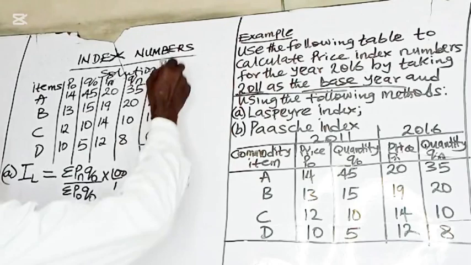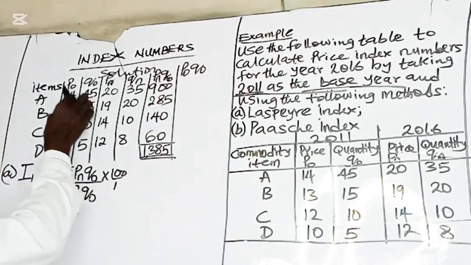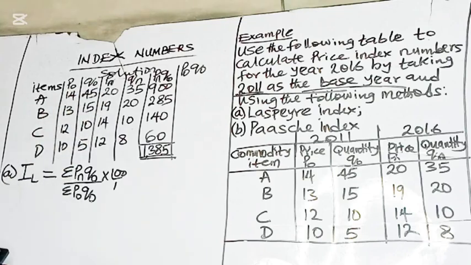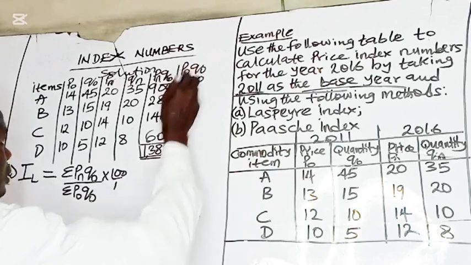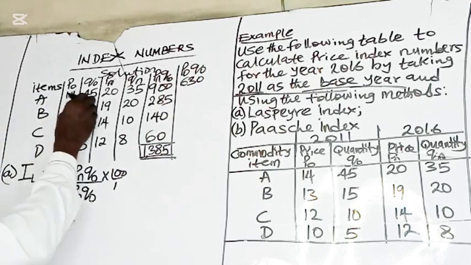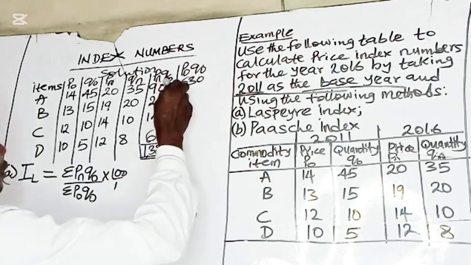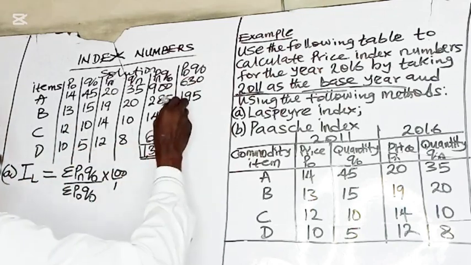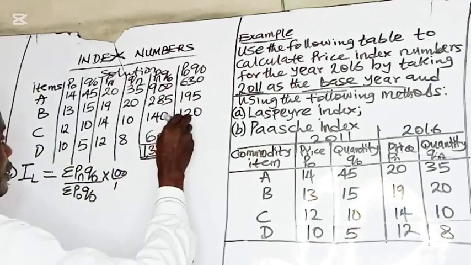By virtue of the same formula, we need POQO. So let's create a column for that. POQO. This is PO and this is QO. Therefore, you need 14 times 45, that gives us 630. Then 13 times 15, that gives us 195. Then 12 times 10, that is 120. Then 10 times 5, that is 50.